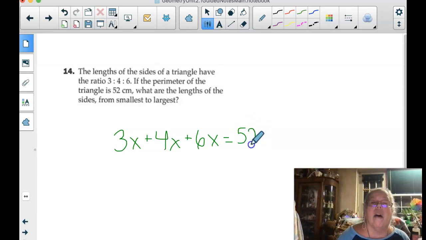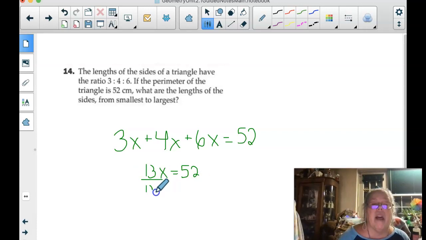Okay? Combine like terms. 3 and 4 is 7. 6 and 7 is 13. Or the easier way to do it, 6 and 4 is 10. Plus 3 is 13. 13x is equal to 52. Divide by 13, divide by 13.